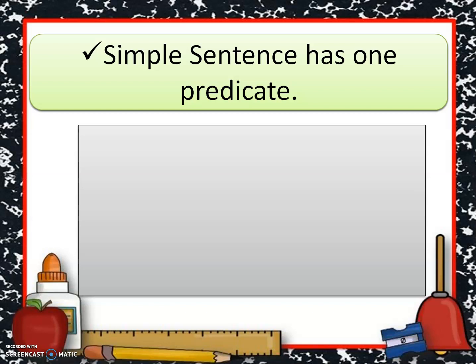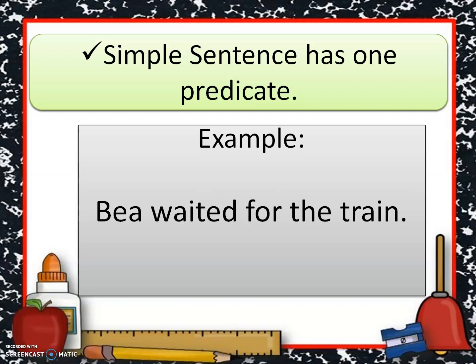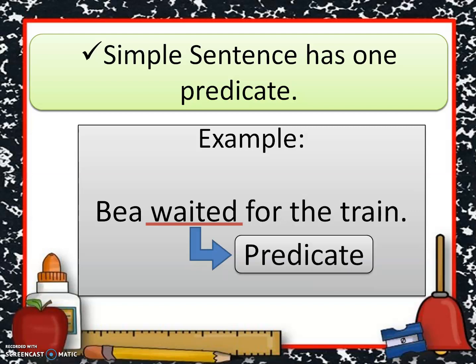Let's try to find the predicate in the example a while ago. Bea waited for the train. If Bea is the subject in this sentence, what could be the predicate in this sentence? Good job! Waited is the predicate in this sentence.